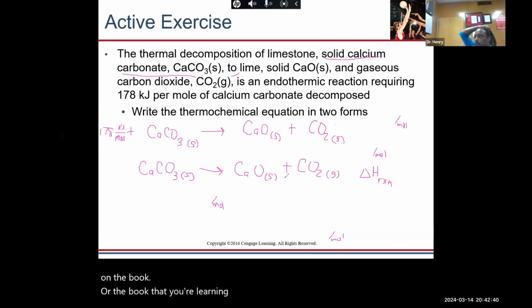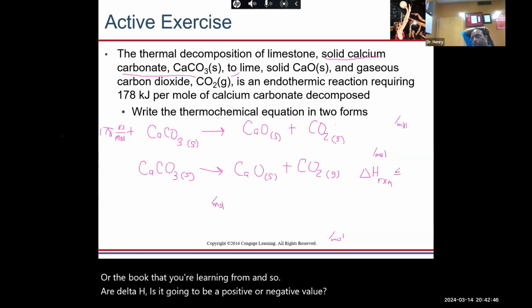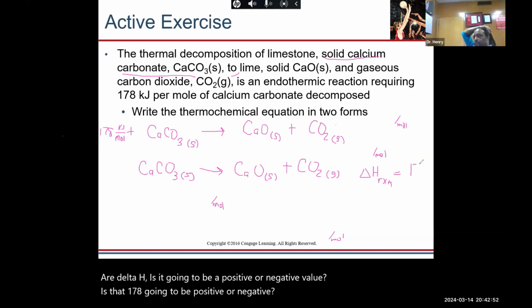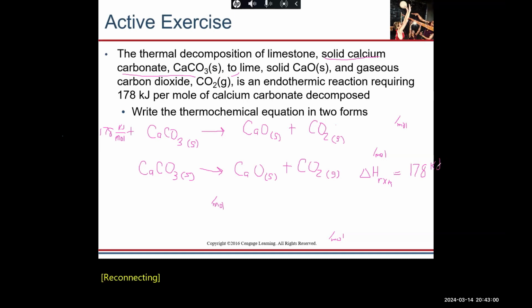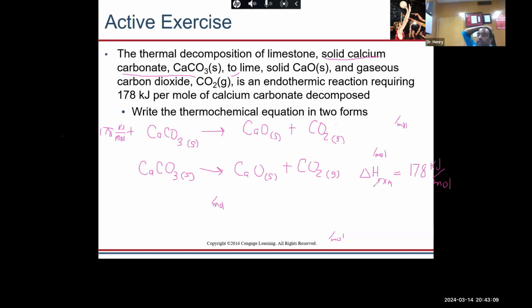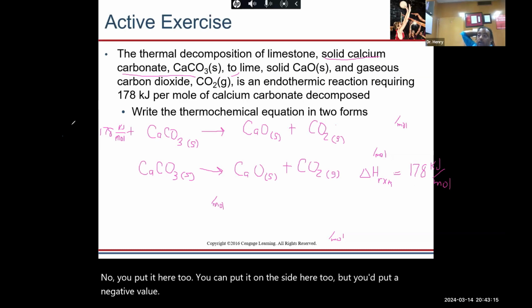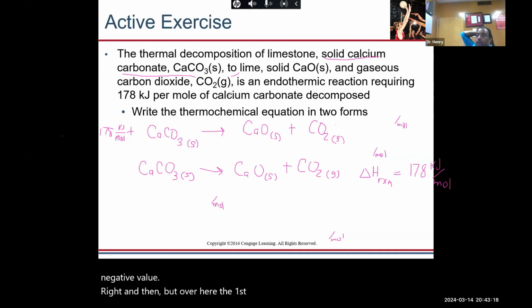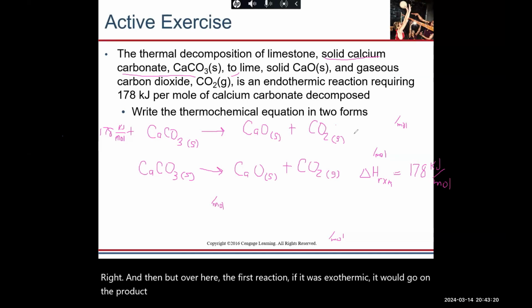So our delta H, is that 178 going to be positive or negative? Positive. And why is it positive? Because it's endothermic. That's right. If it's exothermic, it would go on the product side. You can put it on the side here too, but you'd put a negative value. Over here, in the first reaction, if it was exothermic, it would go on the product side. Okay, yeah, that's what I said. Okay, thank you.